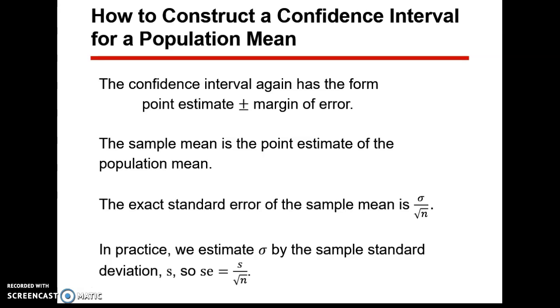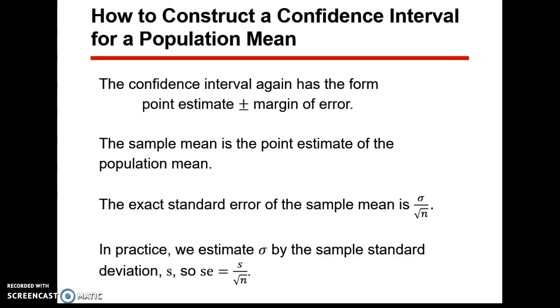And the margin of error is typically, for a 95% confidence interval, 1.96 standard deviations times the standard error. We're going to basically do the same thing here. The thing that will change will be the standard error.